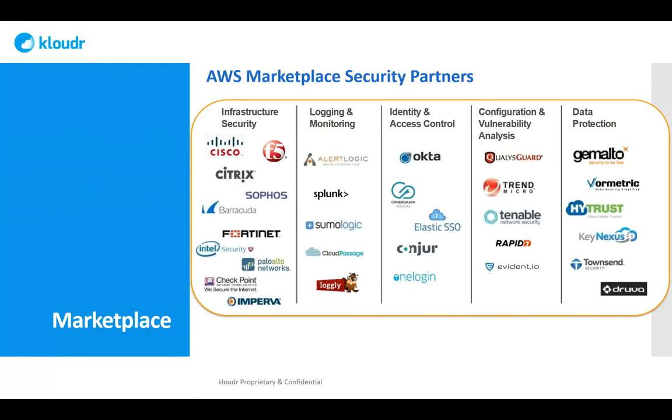For example, if you have an internal policy that you need to use Cisco firewall on the cloud, and you don't want to use the AWS native firewall, which comes by default and for free, you can purchase Cisco firewall.